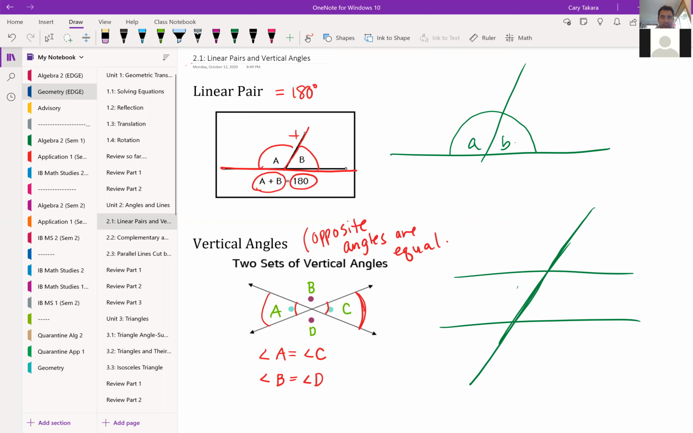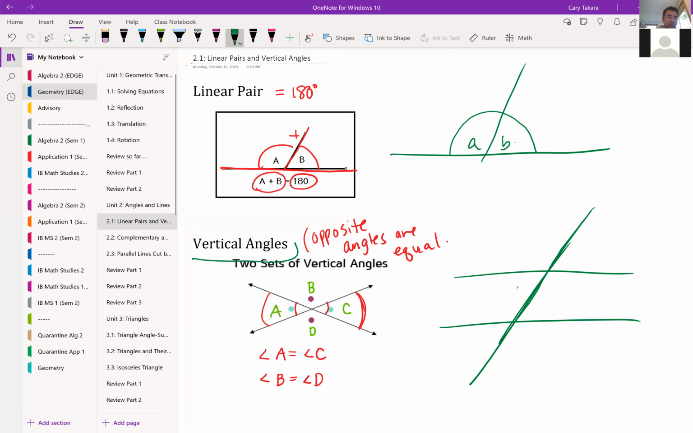Linear pair could be anywhere. It could be right here, A and B. That's linear pair. A and B, this is a linear pair, okay? So it could be anywhere, right? So, but I hope you can recognize that.